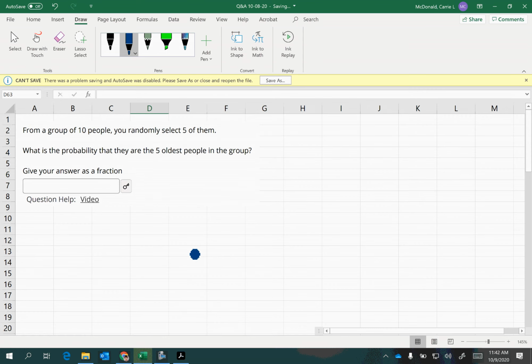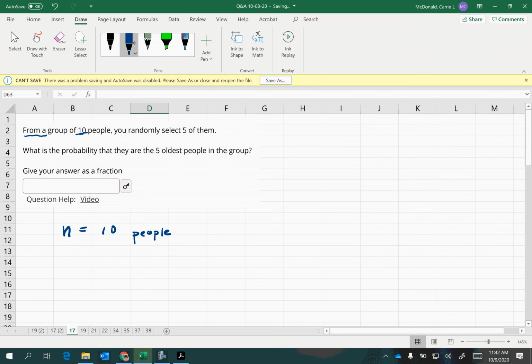First of all, how many items do we have to choose from? N equals 10, because there are 10 people, a group of 10, that we're going to choose from. R, how many are we going to be selecting out of the 10? Or in other words, how many spaces do we need to fill? It says randomly select 5. Right, so we have 5 spaces to fill, or 5 positions in the group.